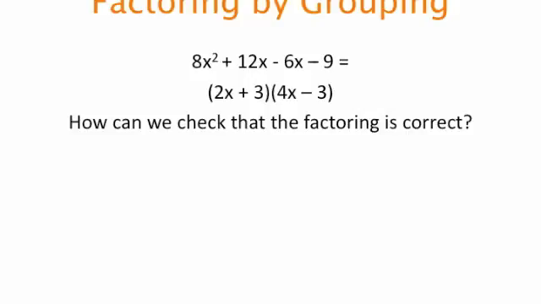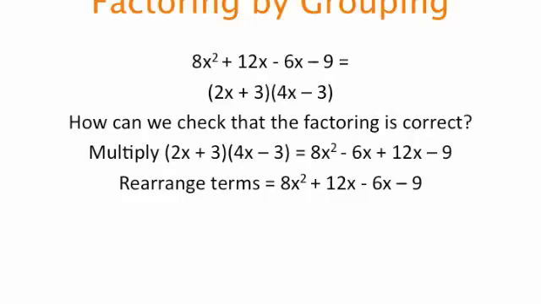So how can we check that that factoring is correct? If we just take those 2 binomials and multiply them, we should end up with what we started with, 8x squared plus 12x minus 6x minus 9, which you can see that's what happens, and if you try it out, that's what will work. So one thing is that you can check your answers when you're factoring by grouping.